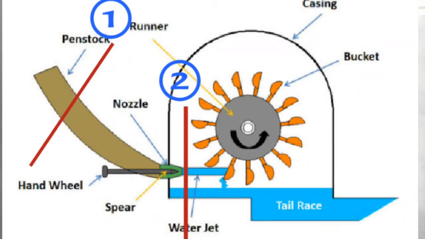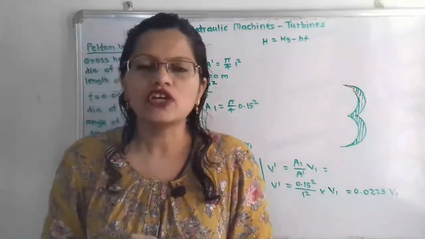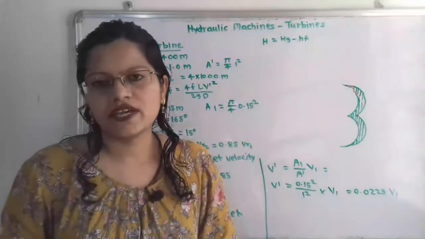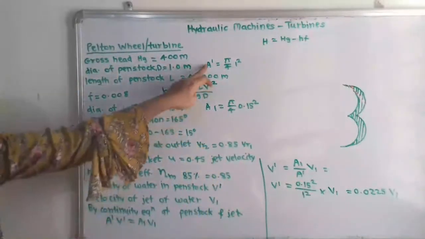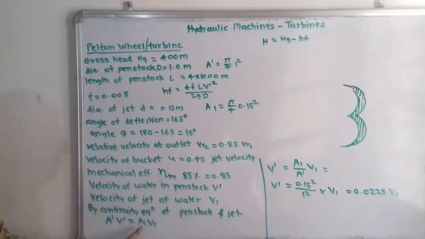So here we will apply the continuity equation. We will consider section 1 at the penstock and section 2 at the nozzle, or at the jet where the jet forms. When water comes out from the nozzle, the jet is formed. If we apply the continuity equation, A1 V1 is equal to A2 V2. At the penstock the area is A dash and velocity is V dash, and at the jet the area is A1 and velocity is V1. So we can say A dash V dash is equal to A1 V1.